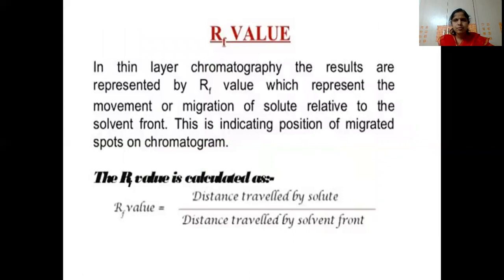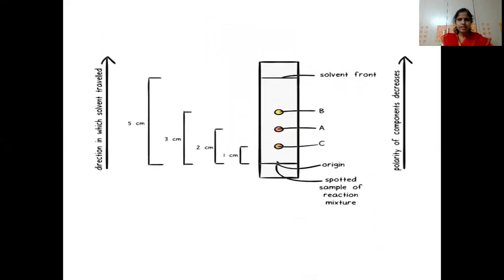Now, as I said, after removing, we have to measure the distances of the components which have traveled and also the solvent front distance. And then we have to substitute them in this formula for finding out the RF value. So it is distance traveled by the solute divided by distance traveled by the solvent front.